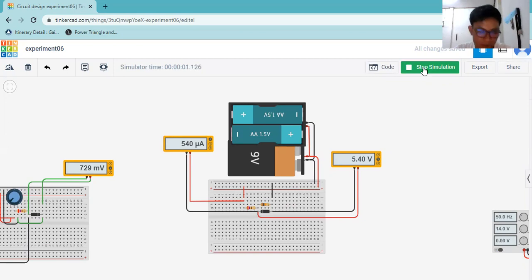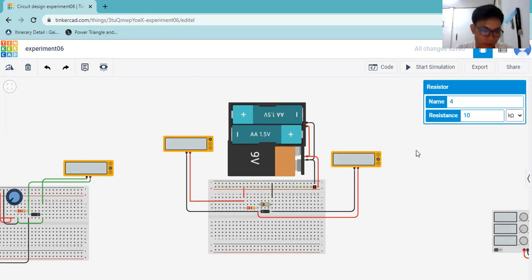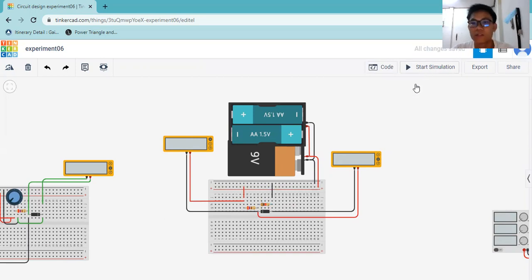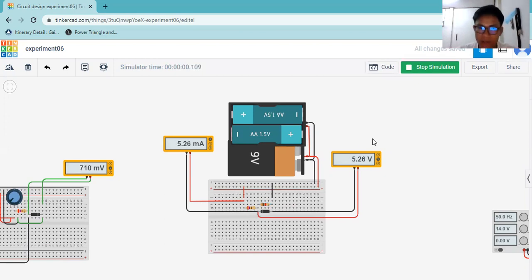So we try again with 1 kilo ohm, which is the value in the worksheet. Now we try with 1 kilo ohm, and then we start the simulation. In this part, the voltage across this diode remains constant, but the current flowing in this circuit is changing when we change the resistor value here.